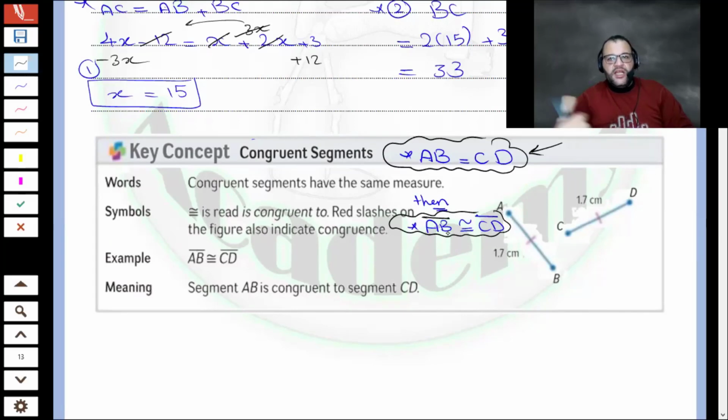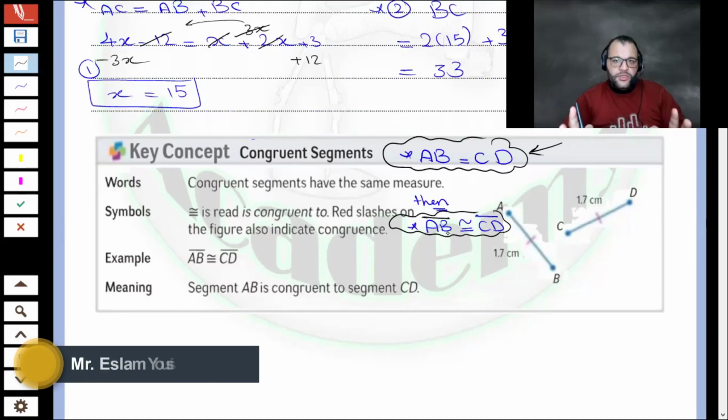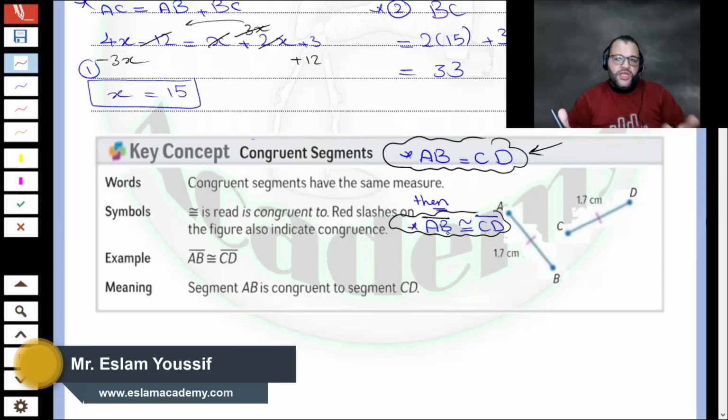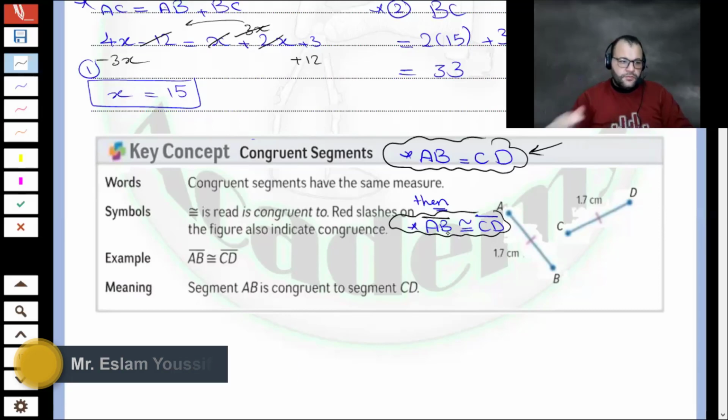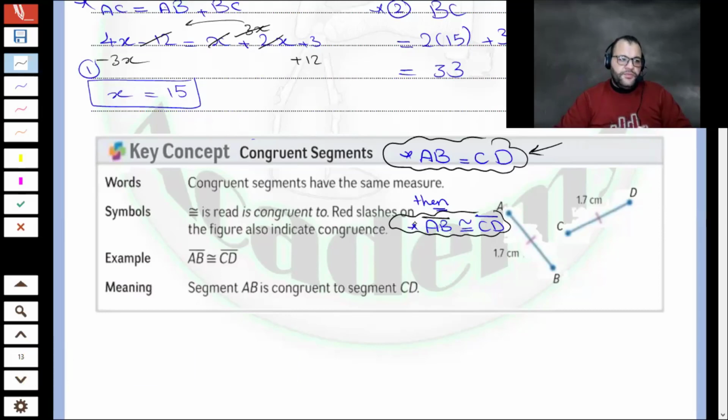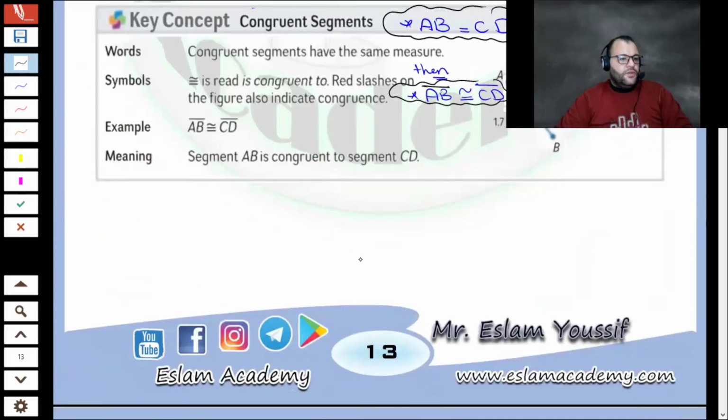You can't say the length is congruent to the length. No, the length is equal to the length. Line segment is congruent to the line segment. You got the idea for this one? You understand the difference between them? Yes. Okay.